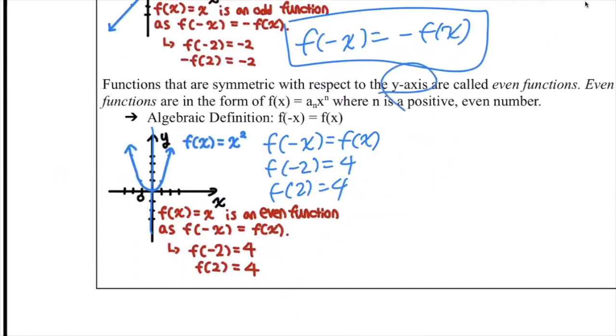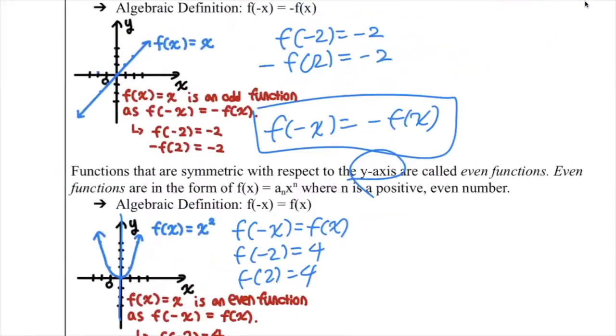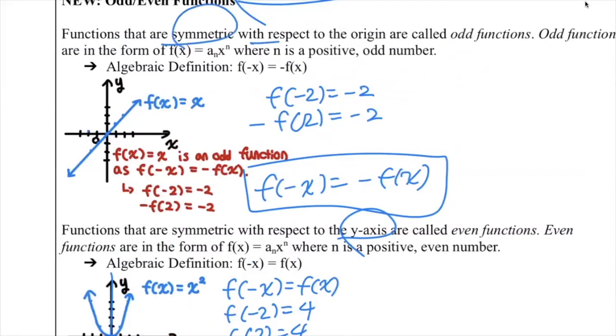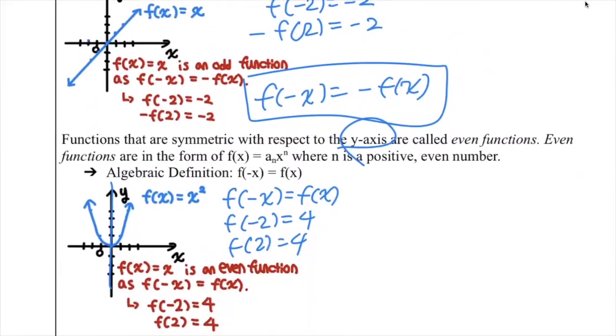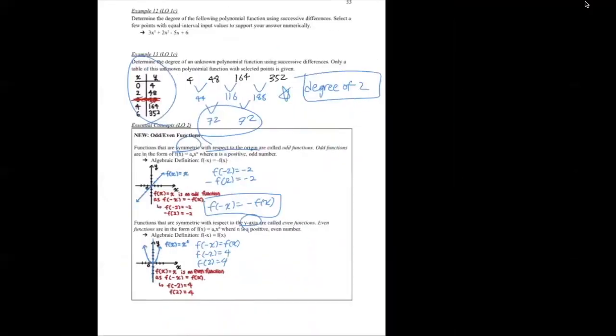because there's a symmetry with respect to the y-axis. For odd degree functions, there's a point symmetry with respect to the origin. So for odd degree functions, there's a point symmetry. And for even degree functions, there is line symmetry. Great.